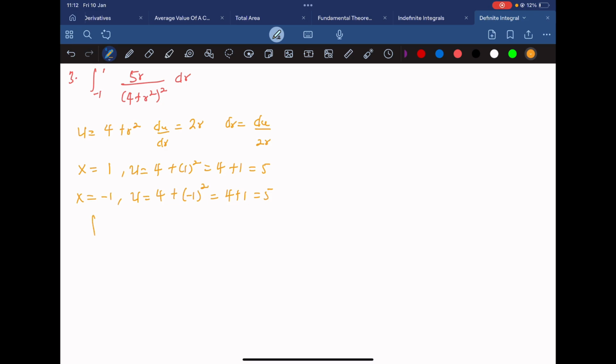Let's rewrite this. In this case, we have the lower and upper bound to be the same, and we have 5r over u squared, and dr was just du over 2r. Though the r's cancel out, you can rewrite this again. So if we have 5 over 2 outside, and we have the integral from 5 to 5 of du over u squared. Can you tell me where the problem is?